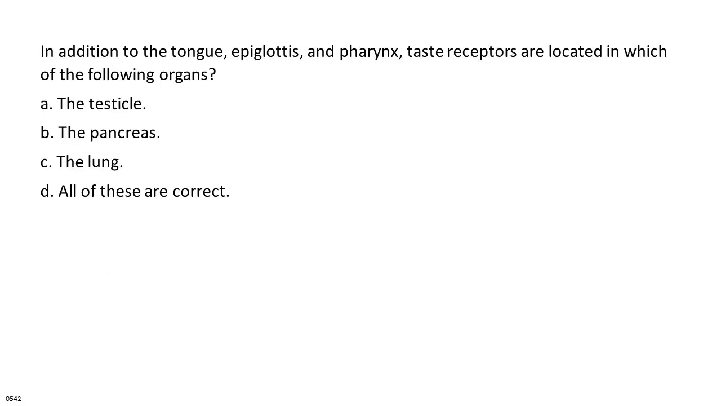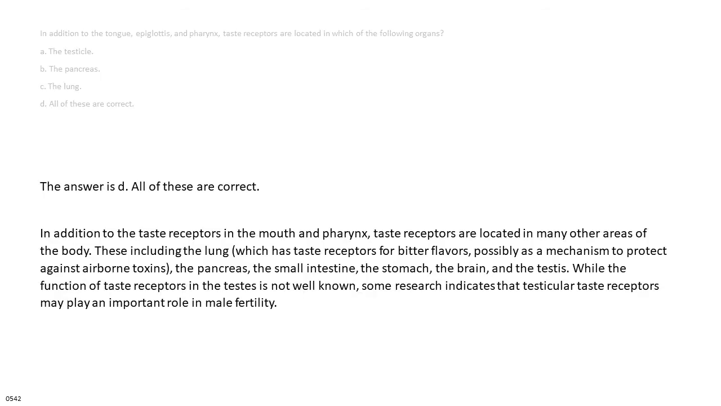In addition to the tongue, epiglottis, and pharynx, taste receptors are located in which of the following organs? A. The testicle. B. The pancreas. C. The lung. D. All of these are correct. The answer is D. All of these are correct.